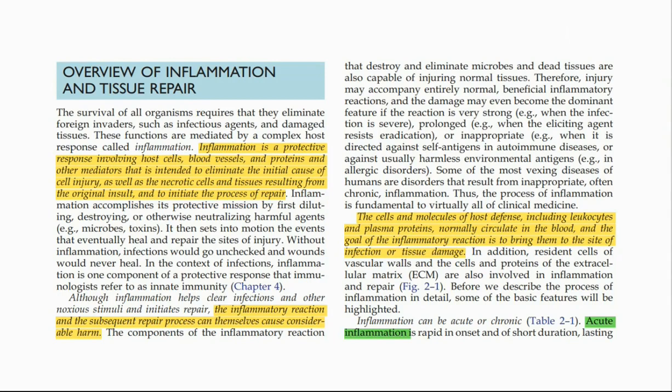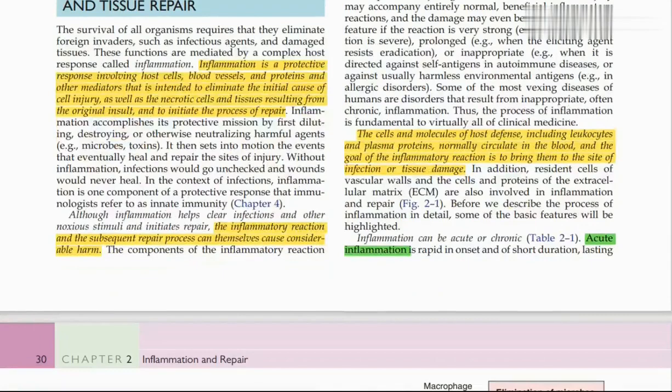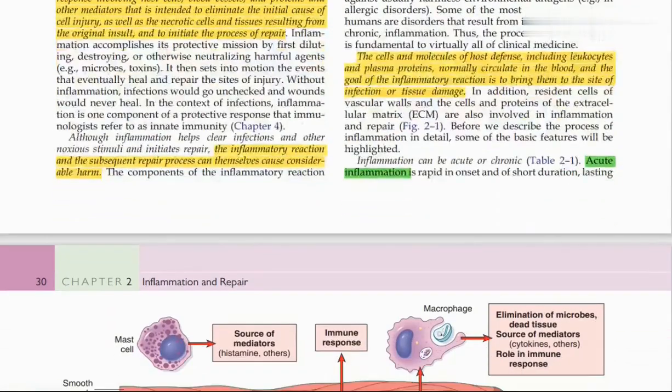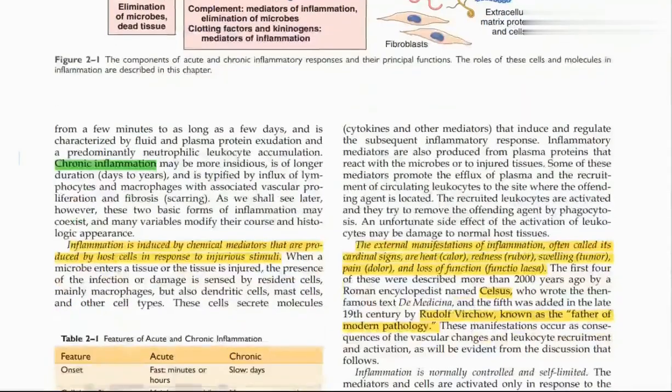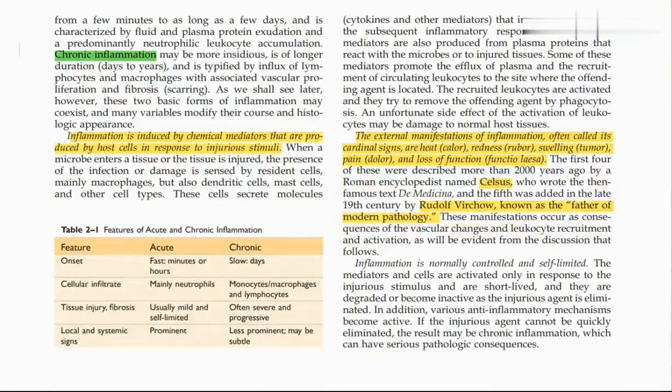There are two types of inflammation: acute inflammation and chronic inflammation. So what is the difference between acute inflammation and chronic inflammation? As we have already learned about the word acute and the word chronic, acute means fast onset, while chronic means slow onset. So acute inflammation occurs within a few minutes to a few days, and the cells involved are only the neutrophils, and it is a mild and self-limited response, and the local and systemic signs are prominent in acute inflammation because it is actually the visible form of inflammation, while chronic inflammation may be more insidious and is of longer duration.